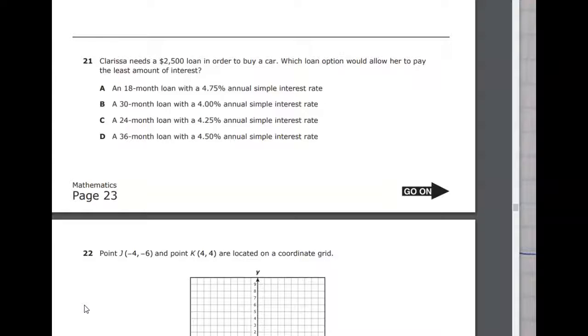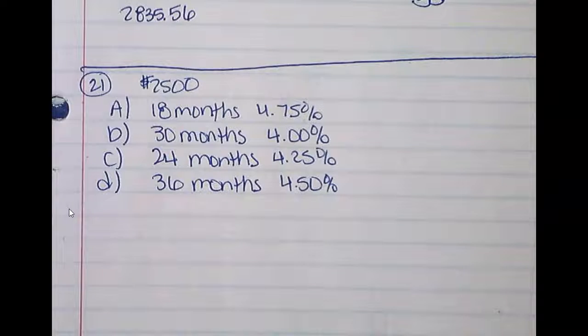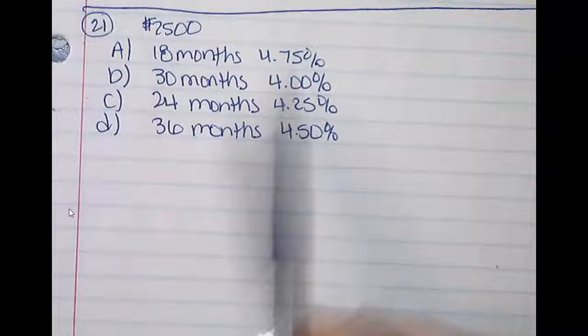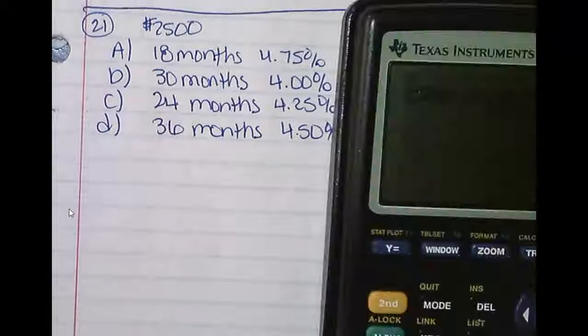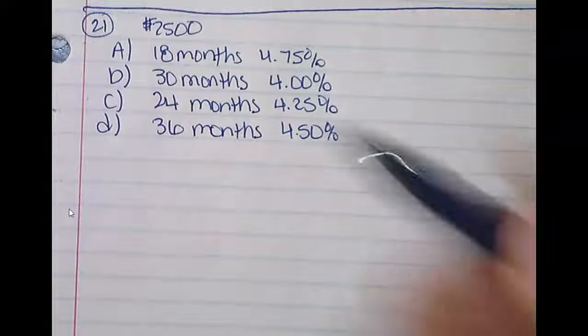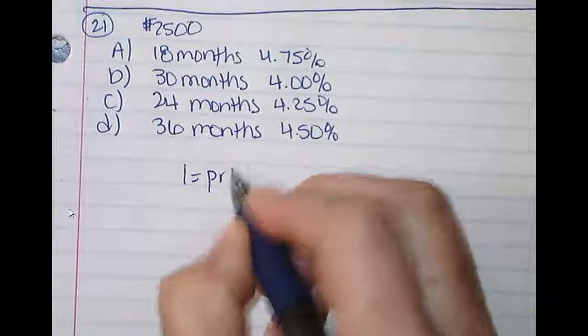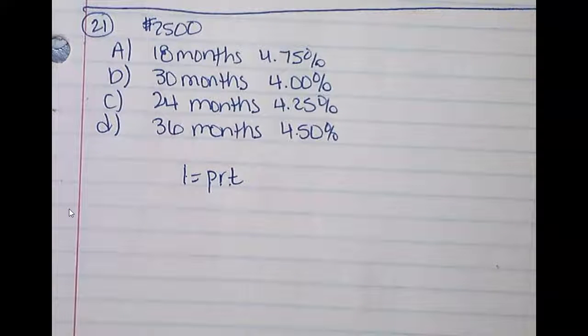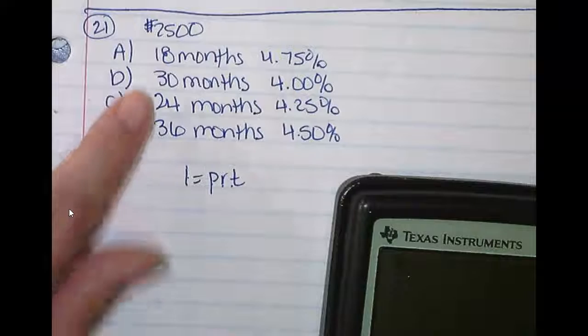What is the formula for simple interest? I equals PRT. It is. Shouldn't be that hard to type this in. All right, so I rewrote the problem. So we've got question 21. You got $2,500. Here's all your different months, and here's all your interest rates. So let's start multiplying. What does I stand for? Simple interest. Principal, rate, time. How long is time? Years. What if they give you months? What number would you divide it by? I hope you said 12 because there's 12 months in a year.